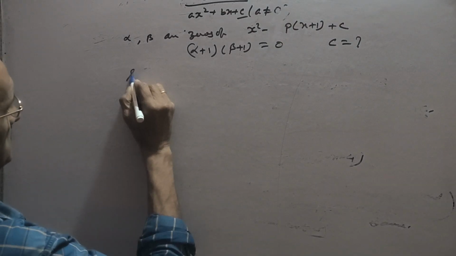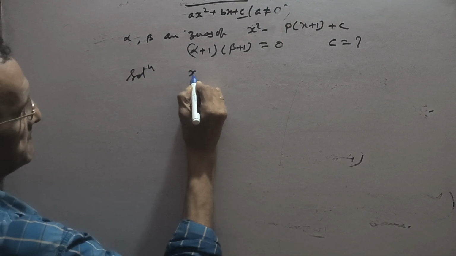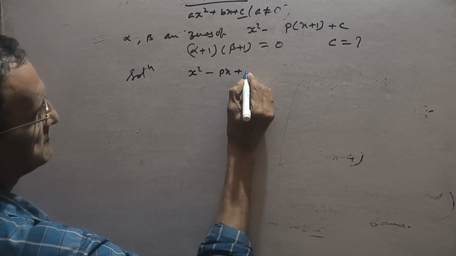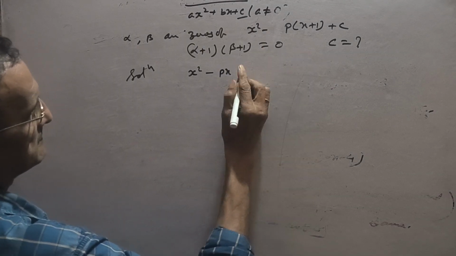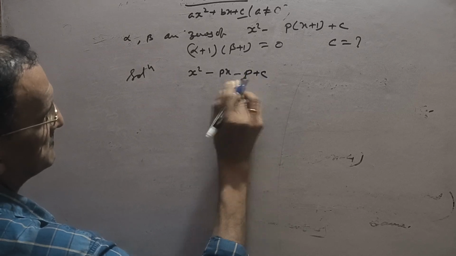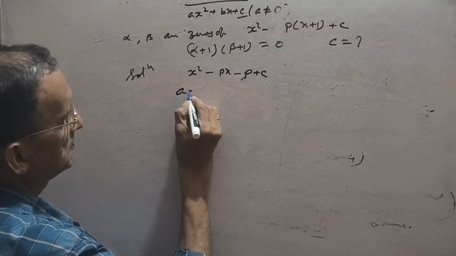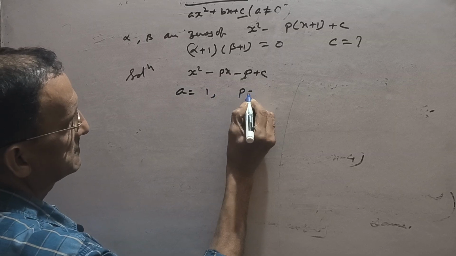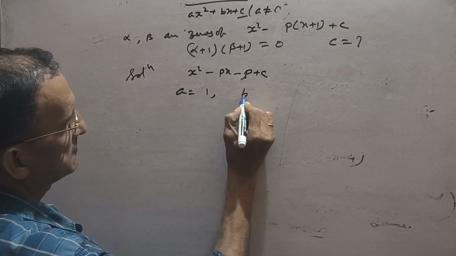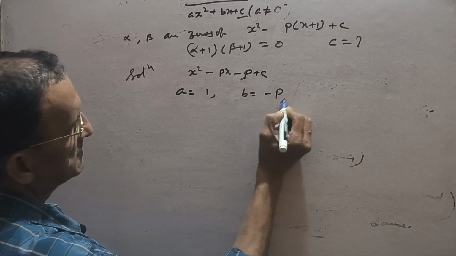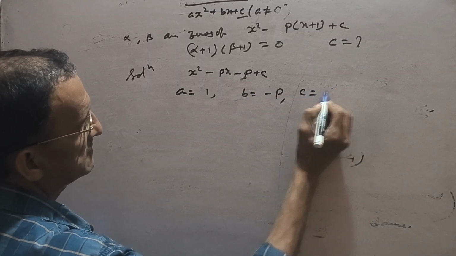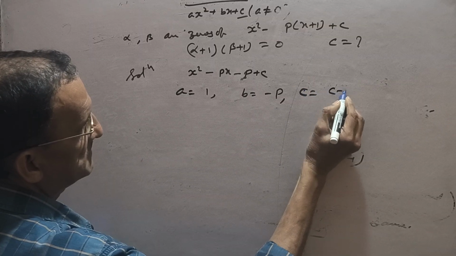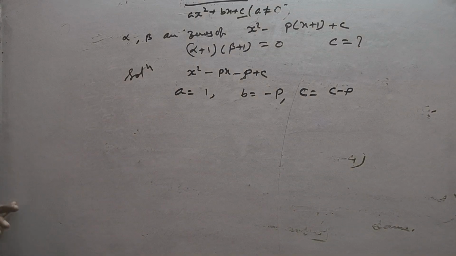So write down the solution. X square, remove the bracket, p of x minus p plus c. Okay. Then what is a equal to here? Coefficient of x square is called a, which is 1. b is equal to the coefficient of x, which is minus p, and c is the constant term. You can write this c and this are different only. C minus p. Now, what is given?